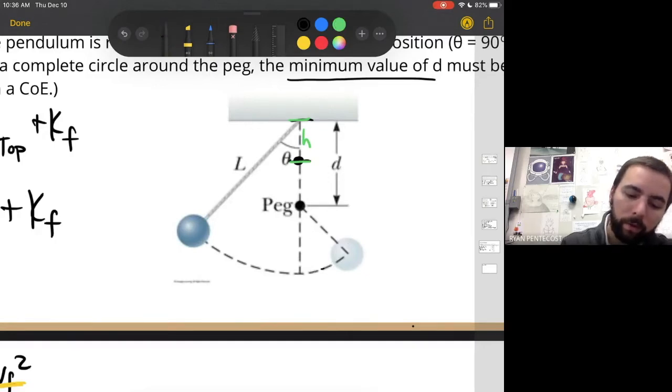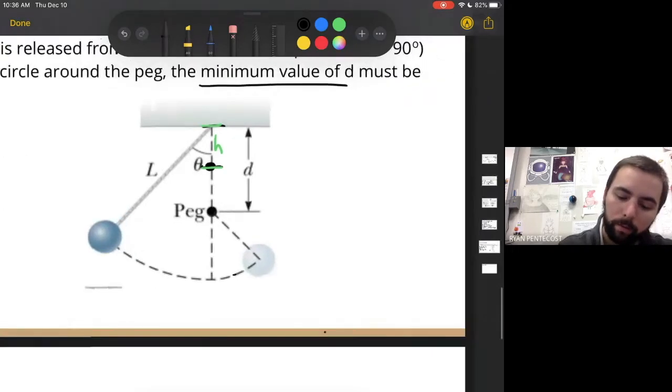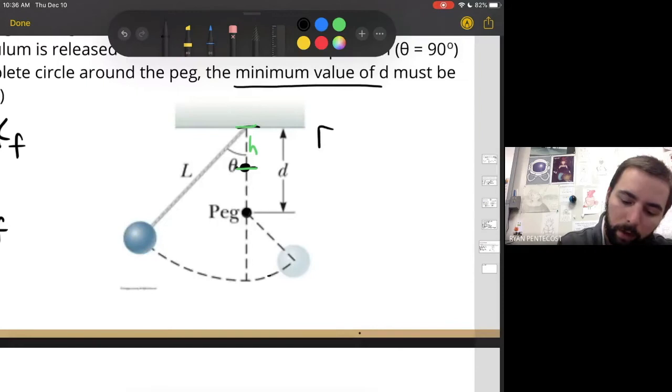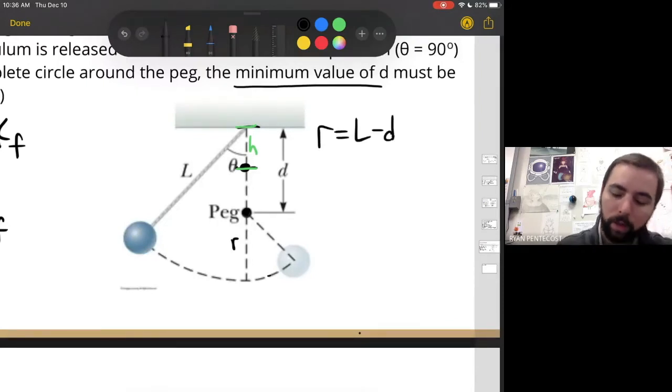Well, we first need to narrow things down. Let's get a couple equations here. So we've got the radius r, that equals L minus D. We've done that in problems before. You take the entire length L, subtract out length D, and all you're left with is radius R. So we know that.